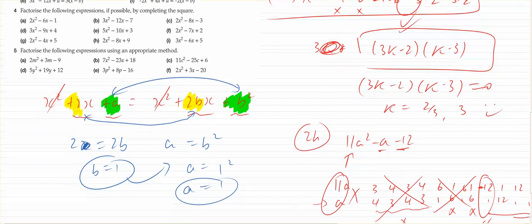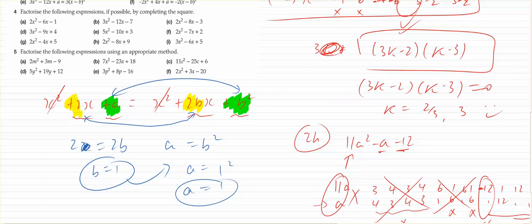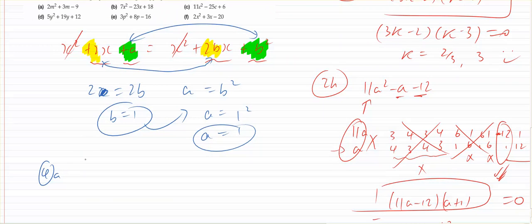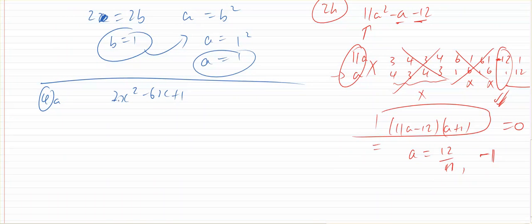Question 4, factorize the following expressions, if possible, when completing the square. We'll do 4a. So 4a is, we've got 2x squared minus 6x plus 1. Now, when completing the square, we need to make sure the x squared term is 1. So in order to do that, we need to take a factor out. We take a factor of 2 out. We go x squared minus 3x plus a half. It works because when you times 2 by a half, or 2 lots of a half, you get 1 back. So you just put it over whatever you're taking out.